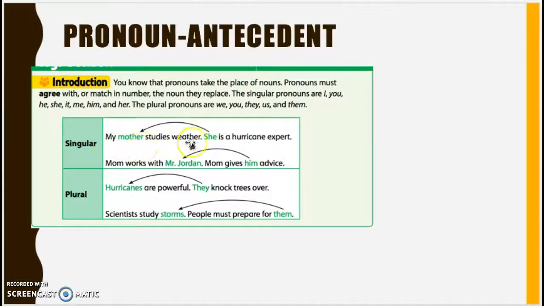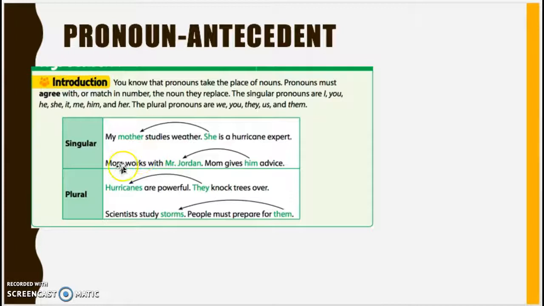My mother studies weather. So you have to look at mother. Well, I know mother is a female, so it can't be he or him. I know that there is one mother, so we call a singular female she. So my mother studies weather. She, which agrees with mother, is a hurricane expert.